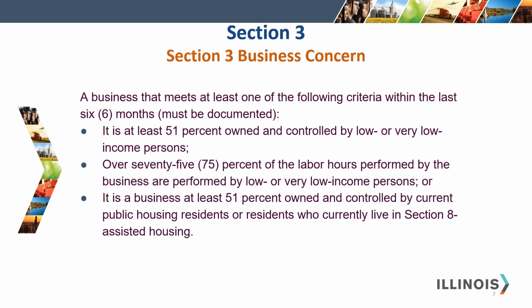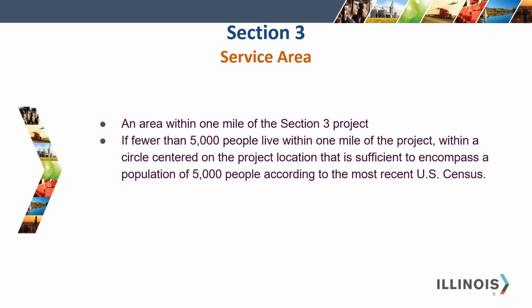A service area under Section 3 is an area within 1 mile of the Section 3 project. If fewer than 5,000 people live within 1 mile of the project, it is within a circle centered on the project location that is sufficient to encompass a population of 5,000 people according to the most recent U.S. Census.